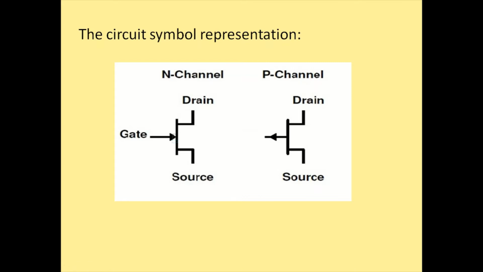Here I have shown the circuit symbol representation for both N channel and P channel. If you see, the circuit symbols for both are almost the same. The only difference is in the direction of the arrow. In case of N-channel FET, you can see that the arrow is pointing towards the component, whereas in P channel, the arrow is pointing away from the component. So if the arrow is pointing towards the component, we call it N-channel JFET, and if the arrow is away from the component, we call it P-channel JFET.